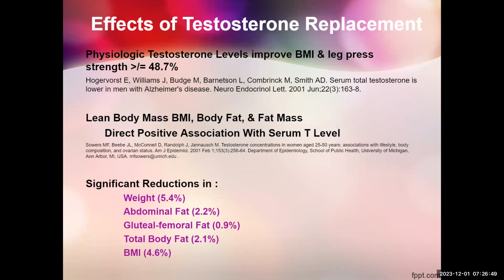The effects of testosterone replacement: physiologic testosterone improves leg press strength by almost 50%. It will decrease body fat mass, and these are all directly associated with serum testosterone levels. And in this study here, you can see testosterone at 1 milligram IM daily, or 7 milligrams weekly, will decrease weight by 5.4%, abdominal fat, gluteal fat, and BMI after about 8 weeks.